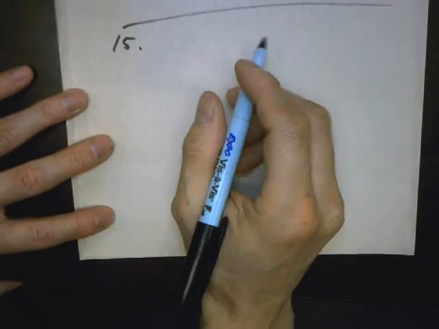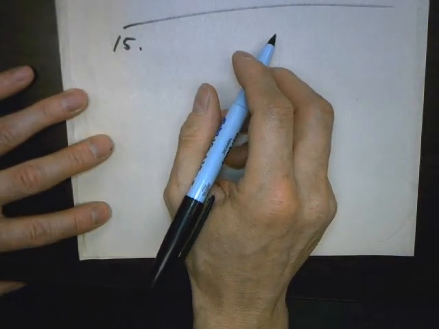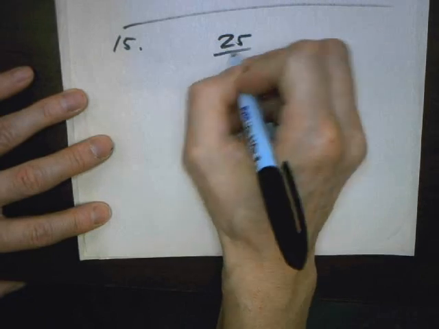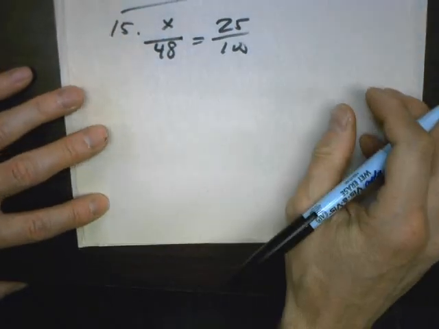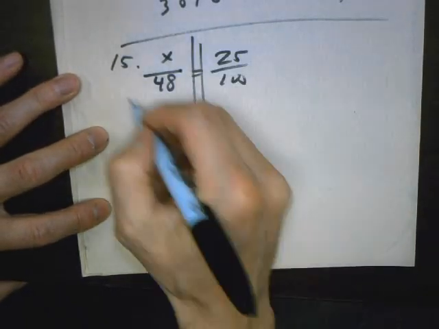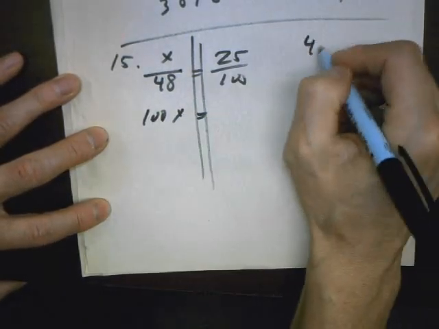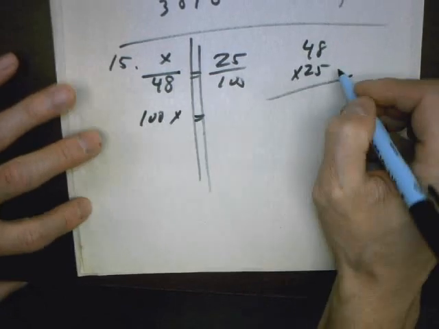Number 15. Alright, 15 says you bought a jacket that normally costs $48, 25% off. How much did you save? In other words, we're finding 25% of 48. That means 48 goes on the bottom because it is over of. Cross multiply. 48 times 25.